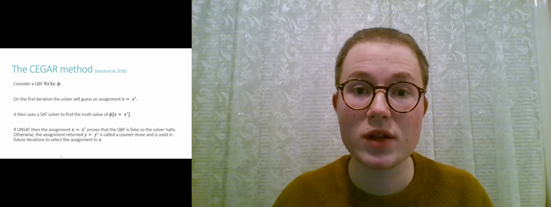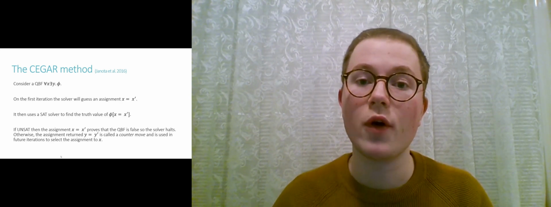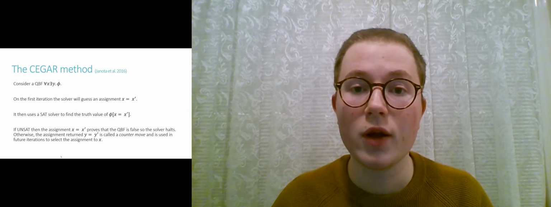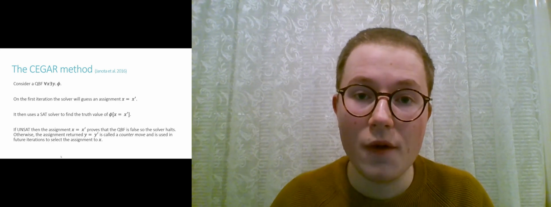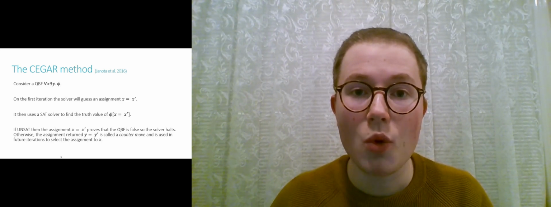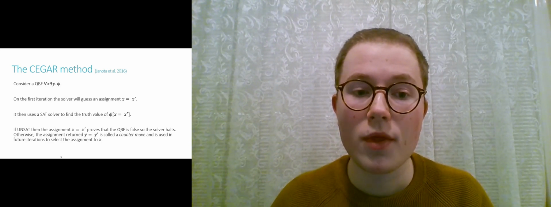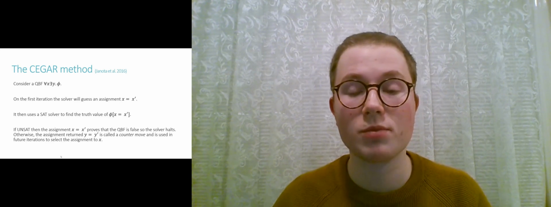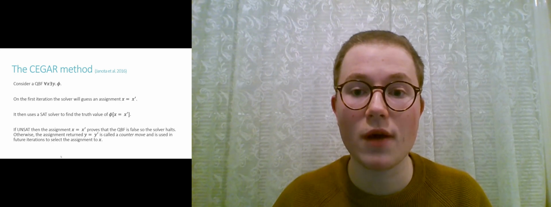To see whether this assignment proves that the formula is false, the solver uses a SAT solver to find the truth value of the formula phi where x is substituted in as x prime. If this SAT solver returns unsat, we know the formula is false. This is because there exists no y which proves that phi is true when we set x to be x prime. Therefore, for all x, there doesn't exist a y such that phi is true.